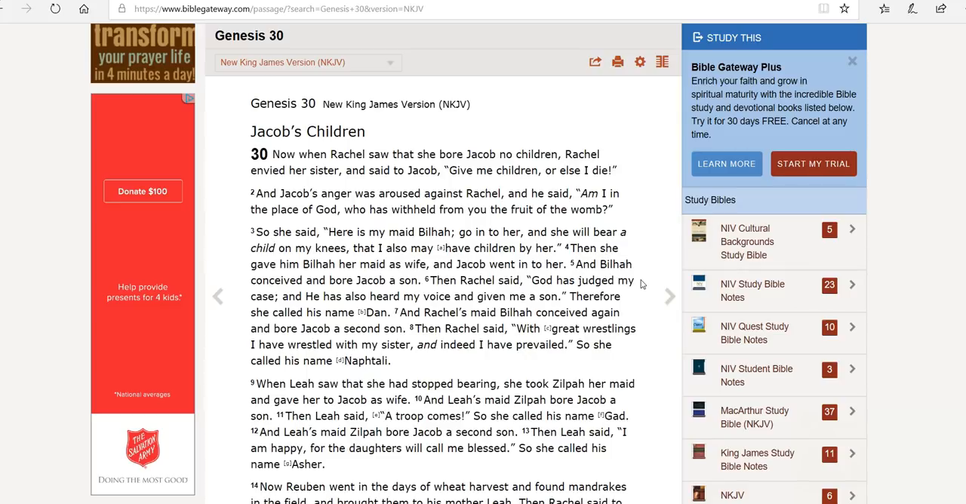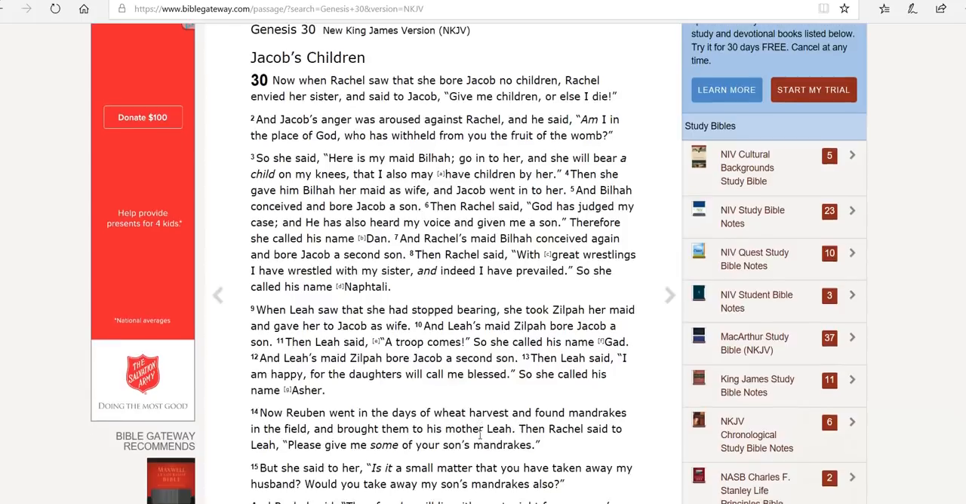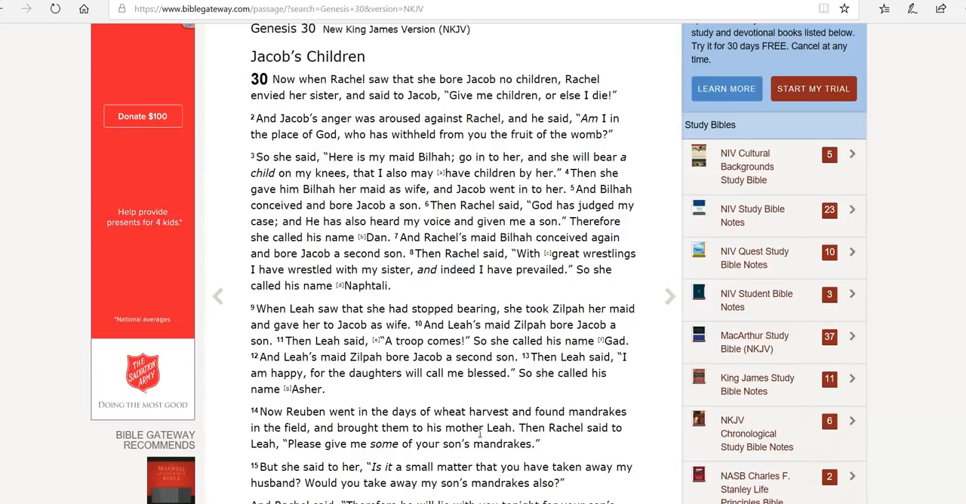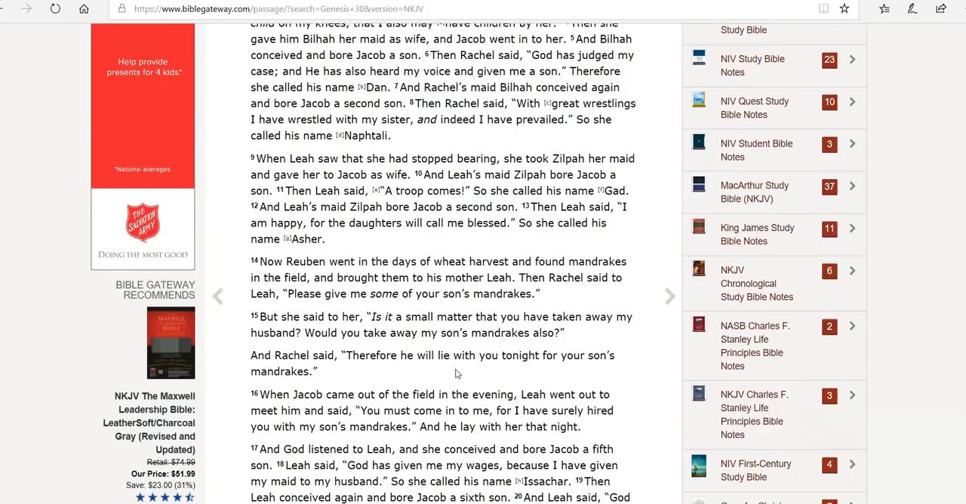Okay, so when Leah had seen that Bilhah, the maid, had stopped bearing children, she took her own maid and gave her to Jacob as a wife. And then this maid, Zilpah, bore Jacob 2 sons, Gad and Asher. So now, it seems like there was a lot of jealousy here. I'm not sure exactly what all's going on, but we're going to pick up something down here.